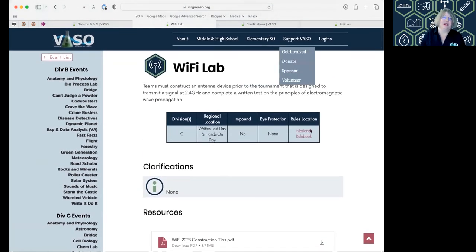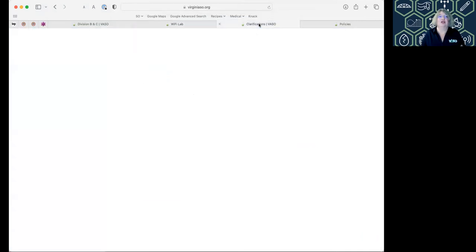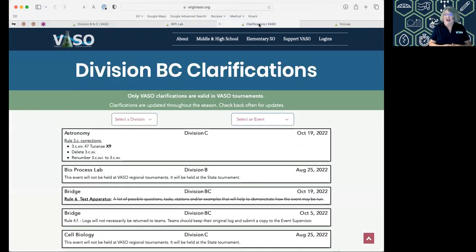All right, going to talk about clarifications. You can see in each event spot, we have a spot for clarifications. I trust by now you've heard this many times before, but I'll say it again: VASO only clarifications in VASO events. So you have to keep an eye on the clarifications we publish. They're critically important. Just because you see something show up in an FAQ or in clarifications at nationals, if we have not adopted it, it is not valid in VASO tournaments.